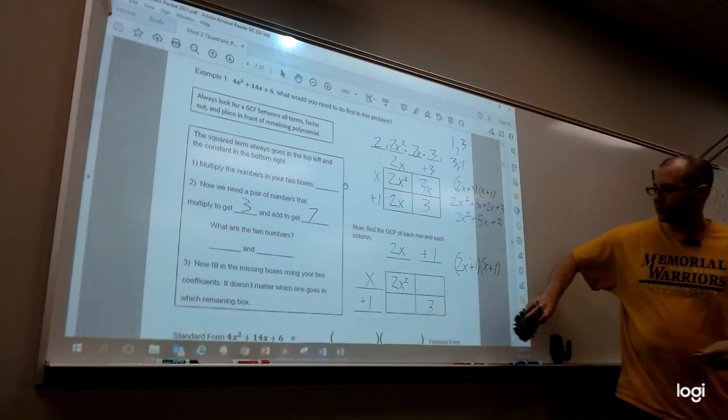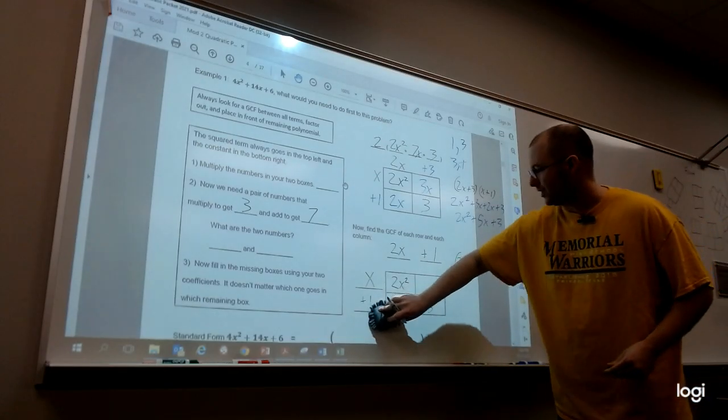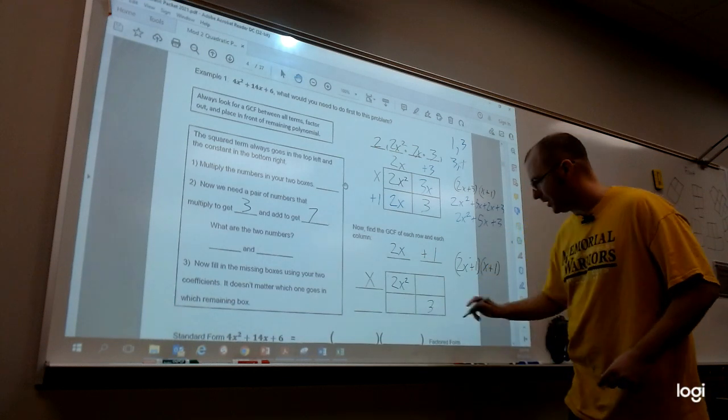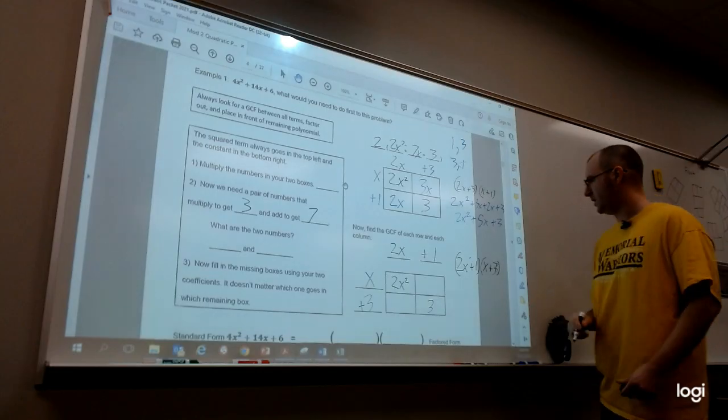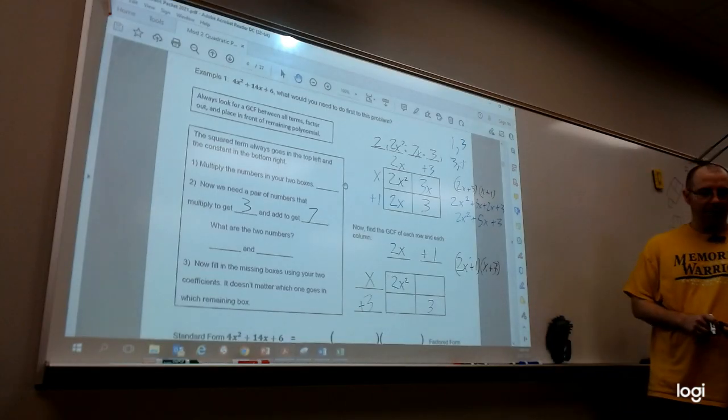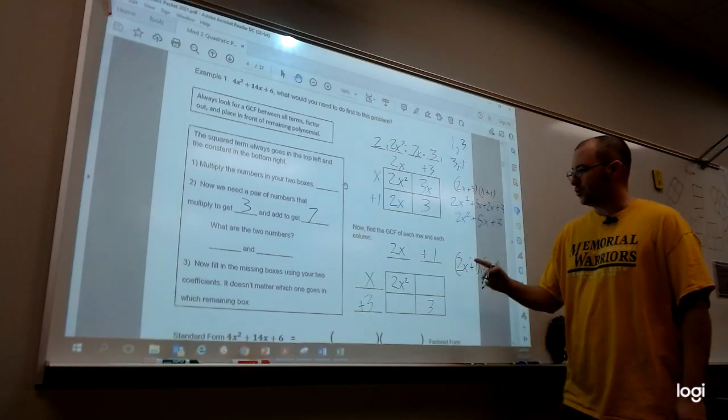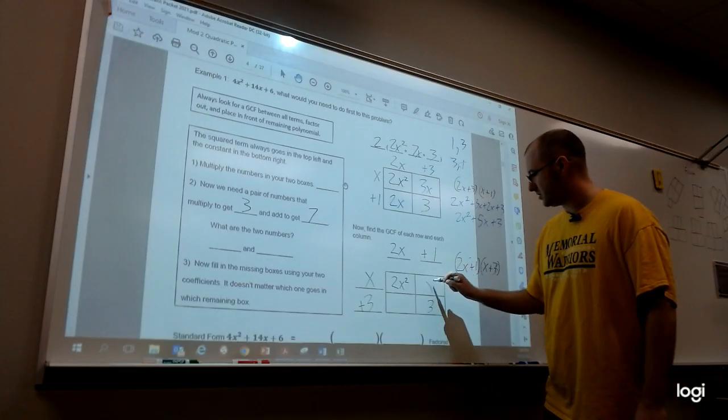I'm sorry. This is supposed to be 3 down here. This is x plus 3. I was like, why is this not working out? This is x plus 3 over here. Okay, now multiply this out. Sorry. You have 1 in the x here, so this is just x.